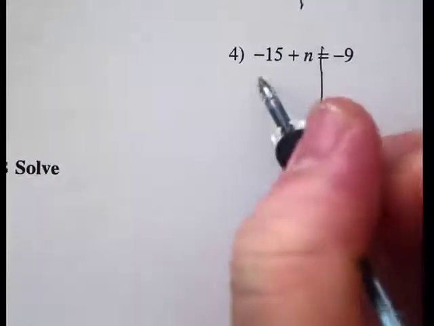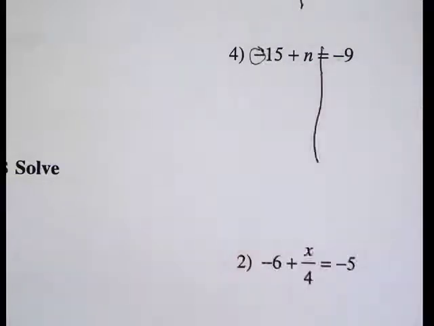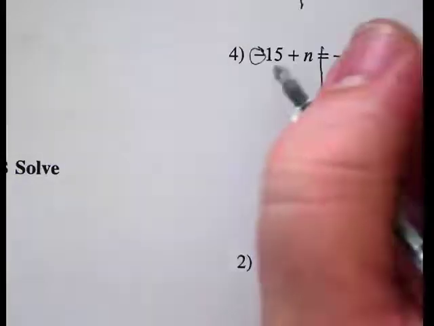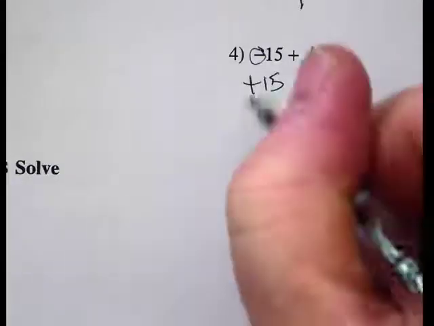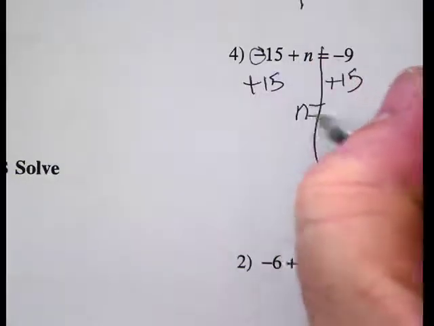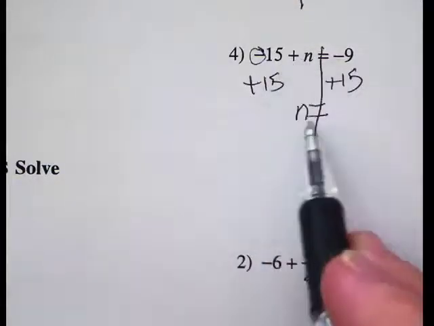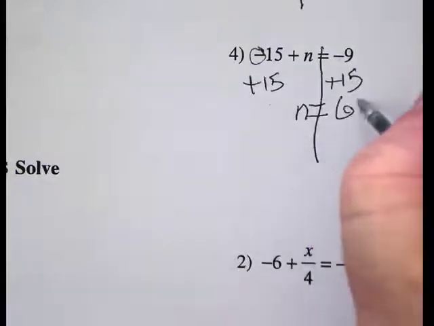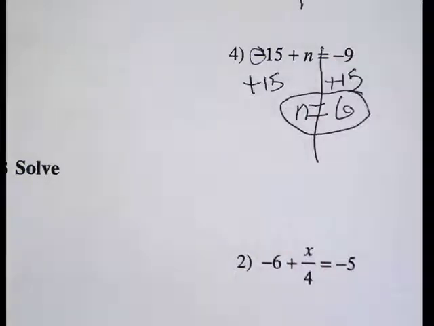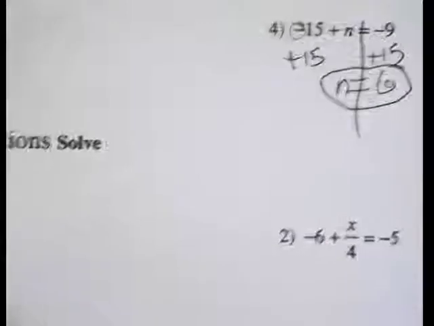Now, let's get this away. Now, we do the opposite of whatever sign it tells us. So here it's a negative 15, so we're going to add 15. And we're left with n, because negative 15 plus 15 is 0. 0 plus n is n. Negative 9 plus 15 is 6. And feel free to use a calculator on those to make sure you get the negatives and the positives right.